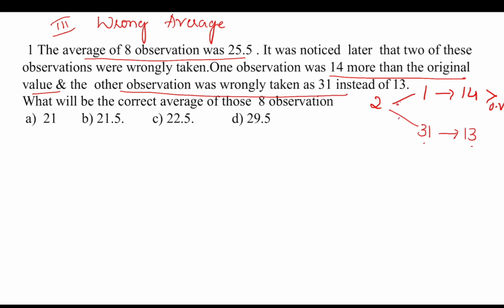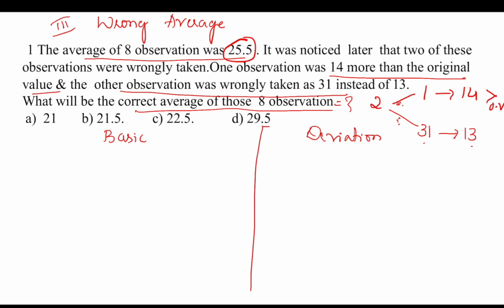Because of these two wrong readings, the average became 25.5. So what is the correct average of those 8 observations they are asking? Because of this wrong reading, the average of those 8 observations was 25.5, but we have to calculate the actual correct average. Now basically we will do it with 2 methods, again the basic method and the deviation method.